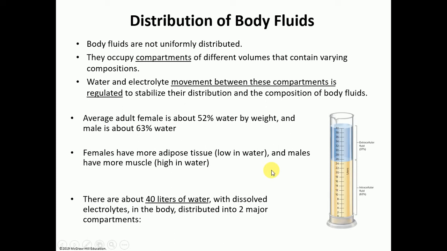If you go by weight, the average adult female is about 52% water by weight, while male is about 63% water by weight. And the reason that the percentage in male is higher is due to the, on average, higher muscle mass, which is higher in water, while in females there's more adipose tissue, which is lower in water. Throughout the whole body, there's about 40 liters of water with a whole bunch of ions and electrolytes dissolved in them, and they are distributed among these two compartments.